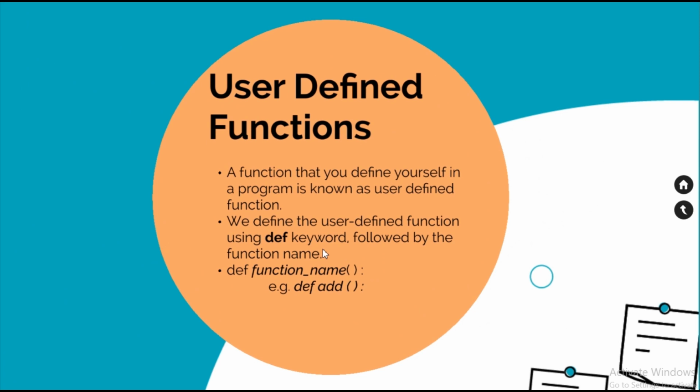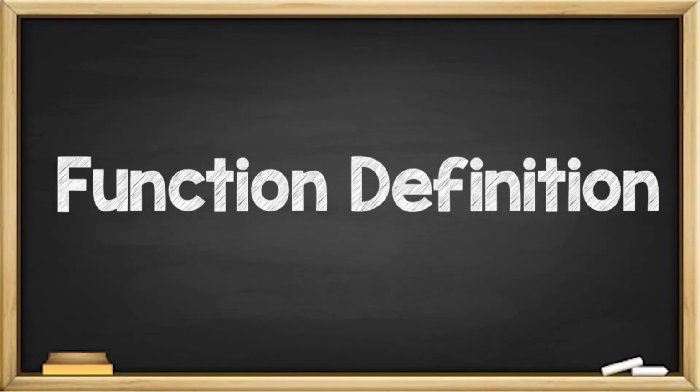User-defined functions. A function that you define yourself in a program is known as a user-defined function. In Python, we define a user-defined function using the def keyword followed by the function name. This is the syntax to define a function. You can give any name to a user-defined function. However, you cannot use a Python keyword as a function name. And then parenthesis followed by the colon. Here I define one function and my function name is add. Let's see how to define functions.